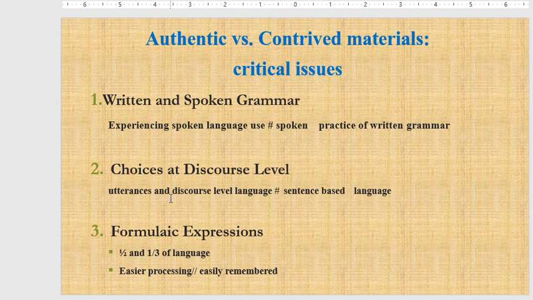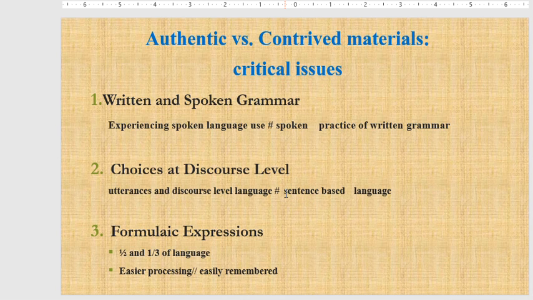Next one, choices at discourse level. In real life situations and in authentic materials, the language is at discourse level. But you see, in the near future we will evaluate the materials developed for Iranian junior and senior high school students.